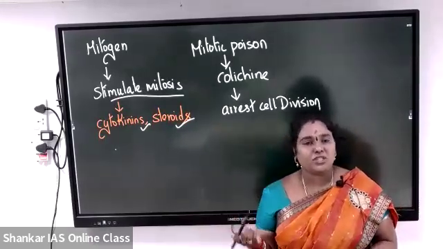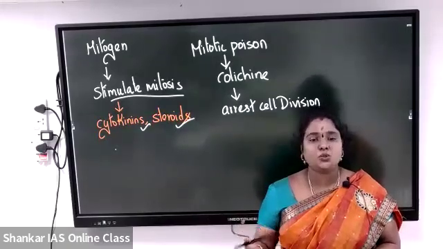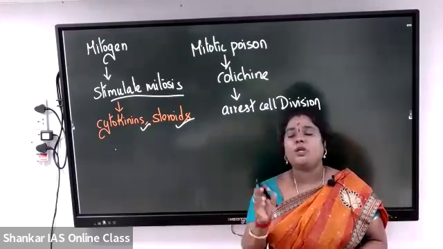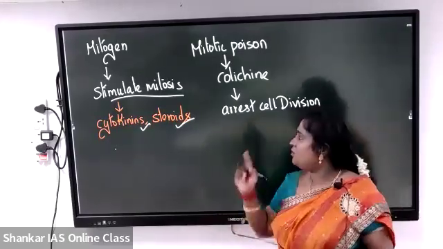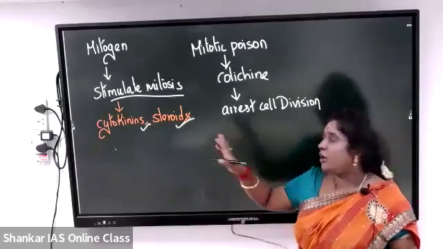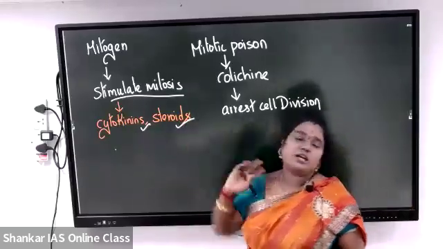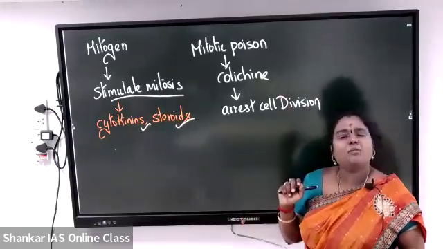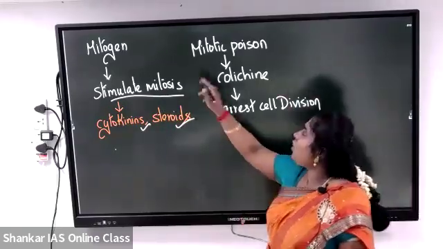What do you mean by a mitogen? A substance which induces mitosis, or the substance which stimulates mitosis. We call it a mitogen. The chemical which is present, we call it cytokinin. The other one is steroids. Because of the presence of these two chemicals, the mitosis takes place. And mitotic poison. What do you mean by mitotic poison? Exactly the opposite of this.